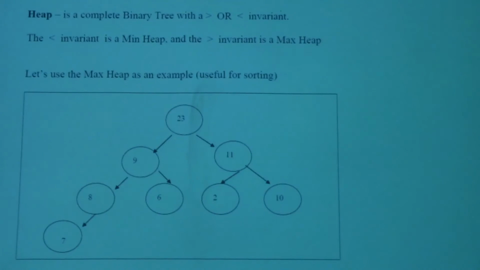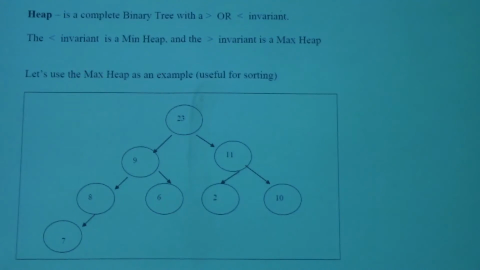A heap requires a complete binary tree, but it also requires some other condition. A heap must be a complete binary tree, but it also must have a greater-than or less-than invariant. For example, if you look at this 23, how does it relate to its children? It's greater. Okay, let's look at the 9. How does it relate to its children? Also greater. How about the 11? Also. So we would say it has a greater-than, and that's called a max invariant.